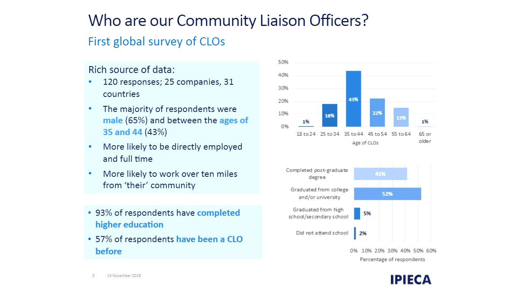So CLOs are more likely to be directly employed and full-time as opposed to on part-time contracts, although job security was something that we did discuss with some people during the research. And they're also more likely to work over 10 miles from the community that they are working with, which is quite a distance. Some CLOs do live within the community, but often there's quite a lot of travel to and from the community involved. In terms of education, 93% of respondents had completed higher education, and 57% of respondents had been a CLO before.